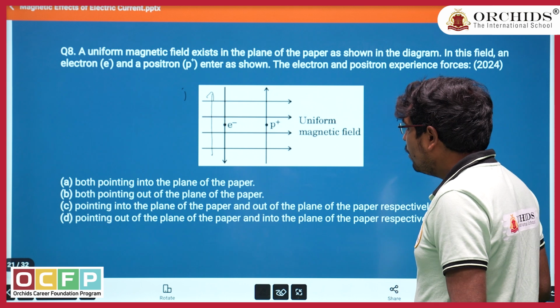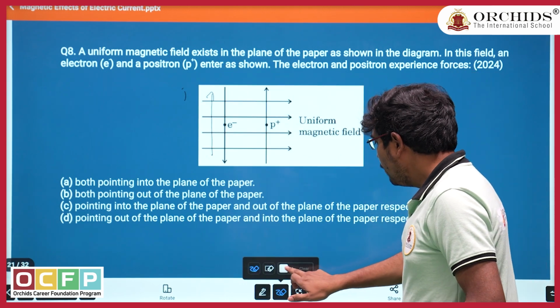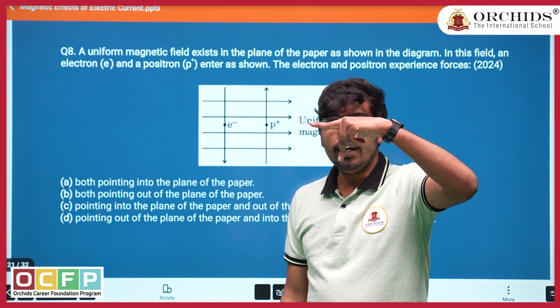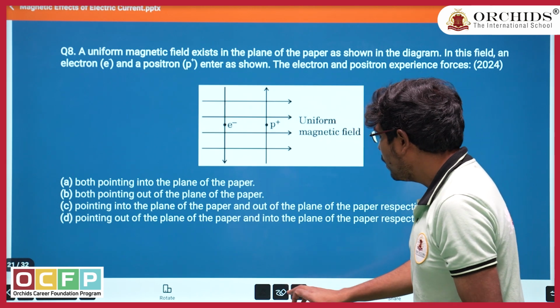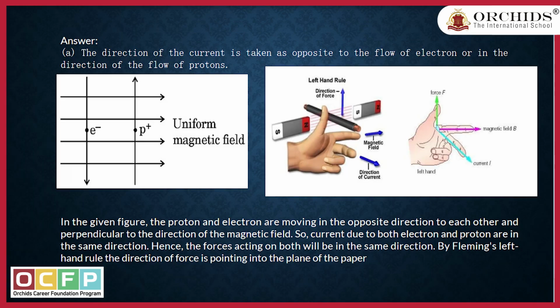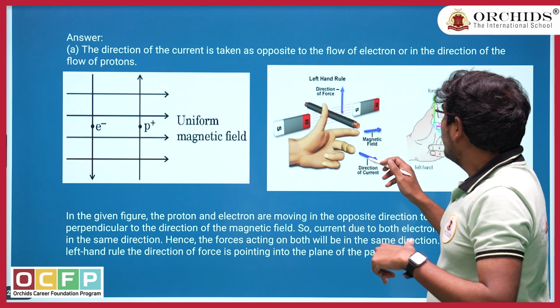Whenever you are using Fleming's left hand rule, we have to take our left hand and place the fingers perpendicularly, as three lines. I will show you the diagram now, so it will be clearer for you. So you can see this diagram. We have to place the three fingers.